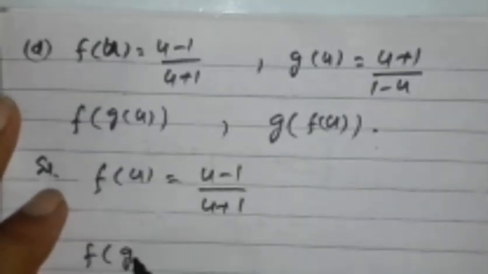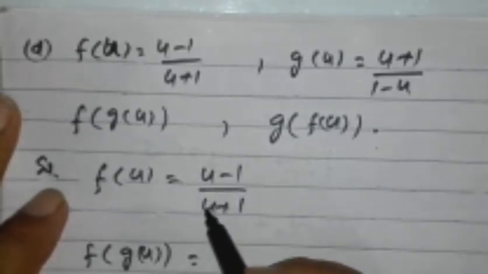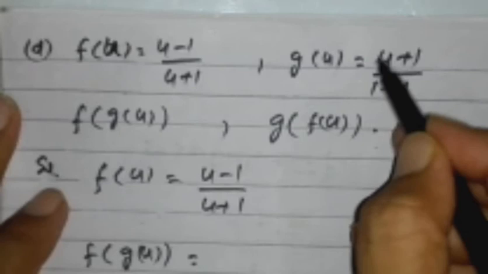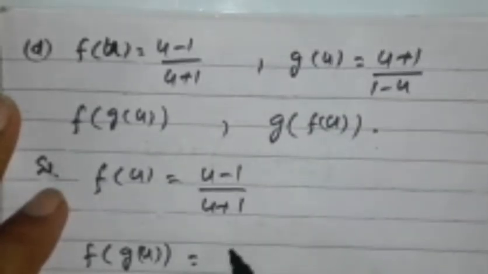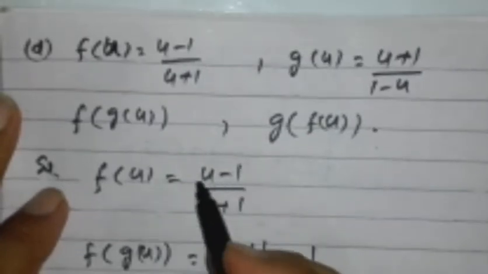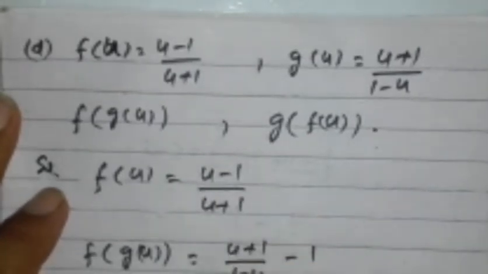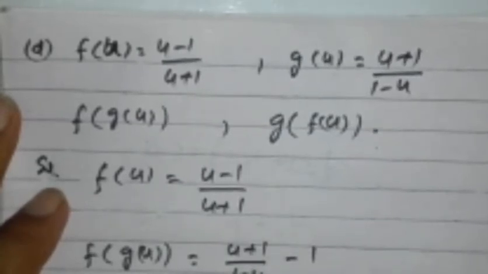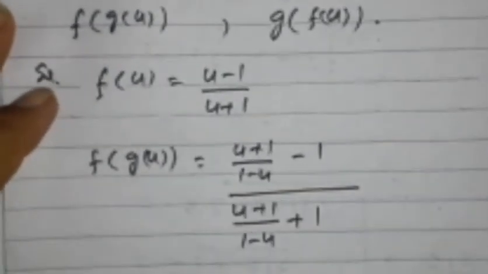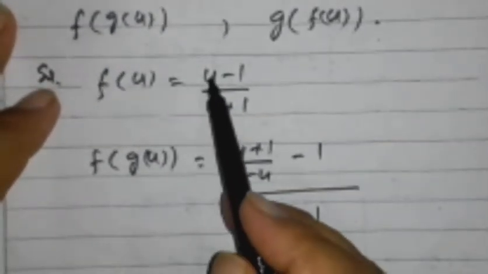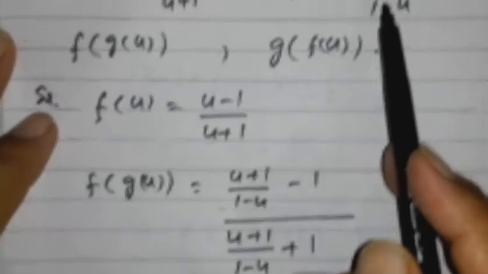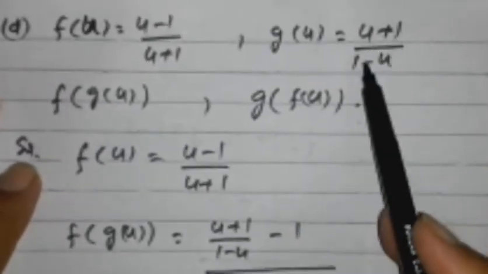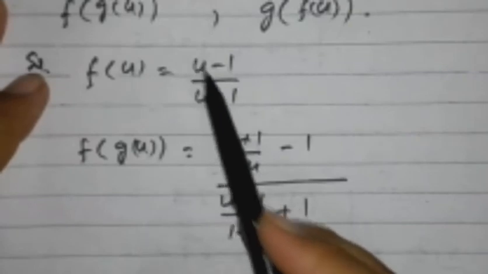So we will write it f of g of u. And here on this u and on this u we will put the value of g of u, which is u plus 1 by 1 minus u, minus 1, and here u plus 1 by 1 minus u, plus 1.